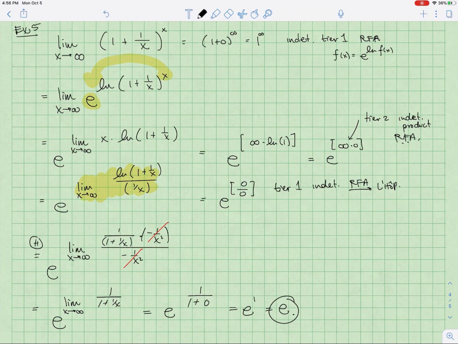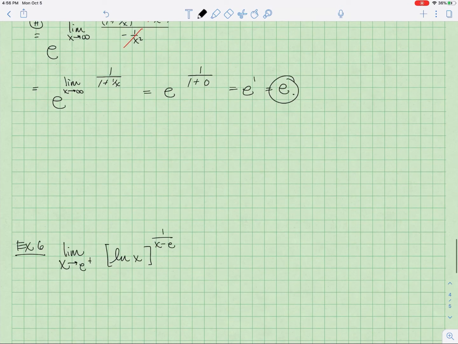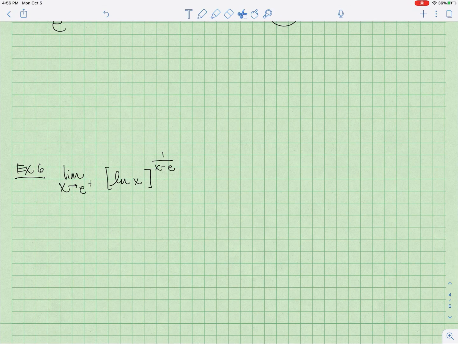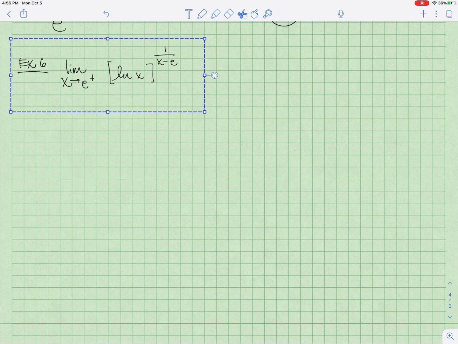Probably didn't expect that. Okay. Last example. Here we go. Let's get an ugly looking one.